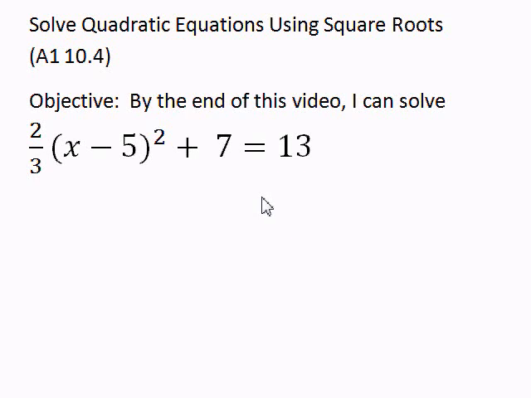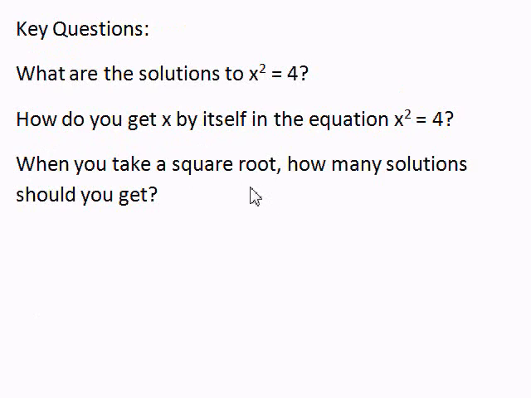Hello, welcome back. Today we're going to be solving quadratic equations using square roots. The objective is that by the end of this video you should be able to solve an equation that looks like this. To get us started, I've got a key question.